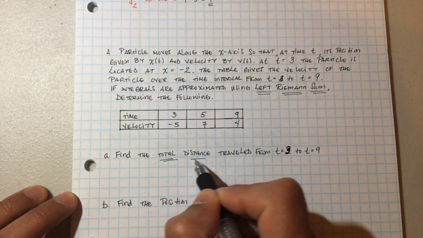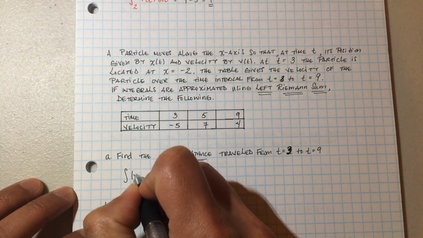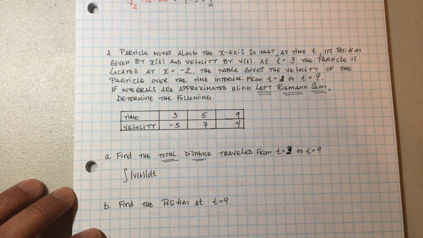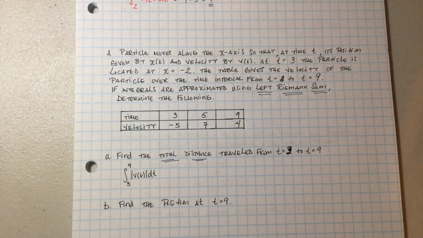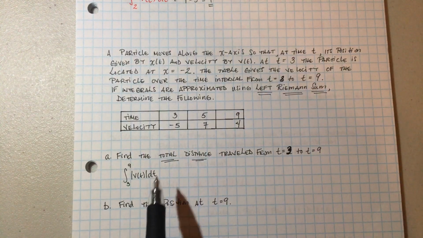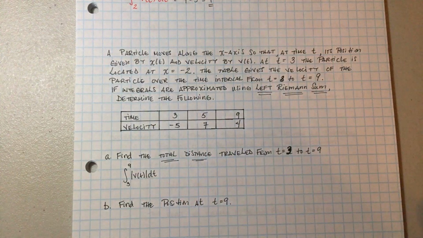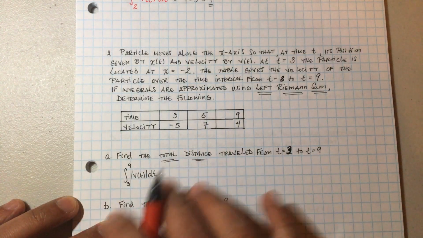Okay, total distance, remember, how do you find that? Well, total distance is the integral of the absolute value of velocity, okay, dt. From where to where? From 3 to 9. Cool. Well, how do you do that? Well, that's a table. Okay. Well, what you're going to do is you're going to use the left-hand Riemann sum, okay, to find the area underneath the curve. All right. But they don't give us a curve. They gave us a table.